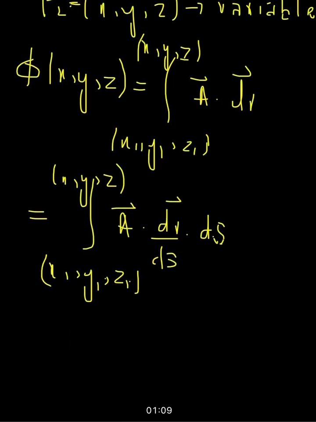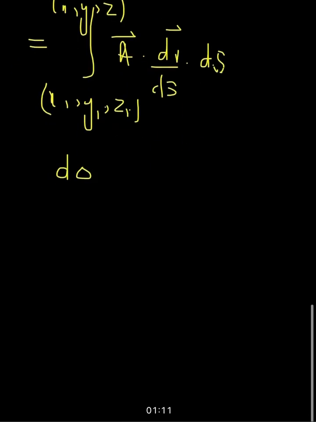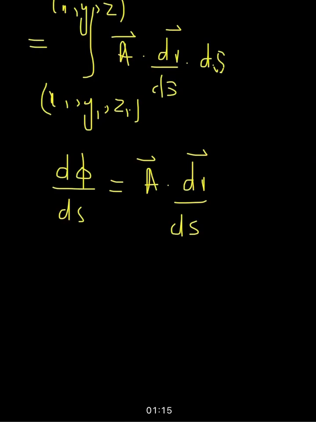the integral from (x1, y1, z1) to (x, y, z) of A dot dr over ds into ds. So by differentiation on both sides, d phi over ds is equal to A dot dr over ds.